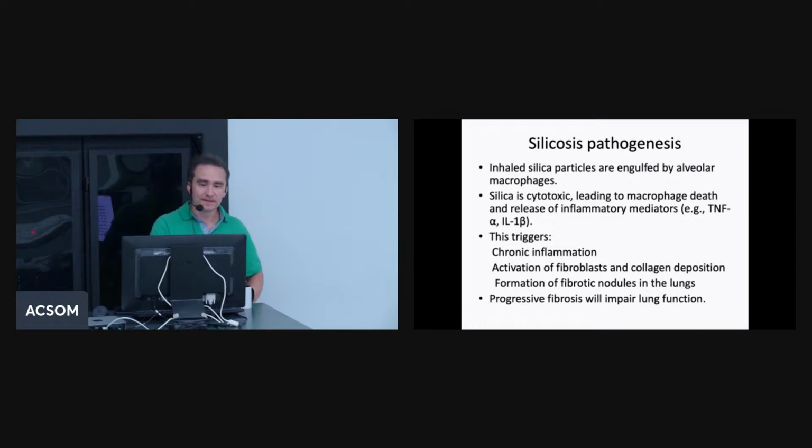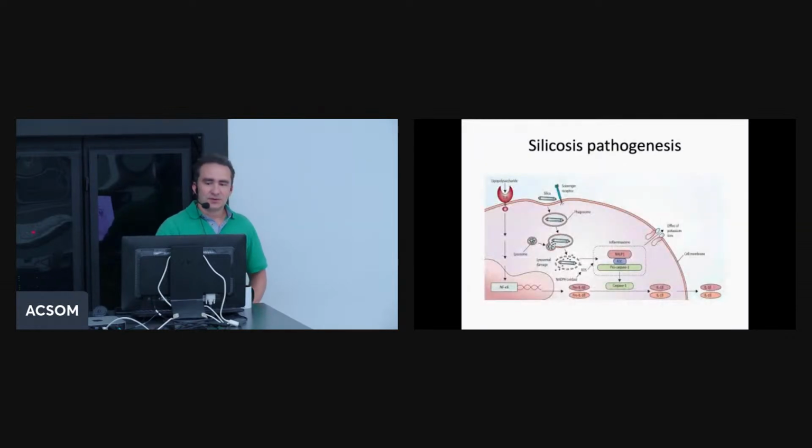So it triggers chronic inflammation, activation of fibroblasts and collagen deposition. And then what you see on the X-ray at the beginning is the formation of fibrotic nodules in the lungs. And then as time goes, it may go into fibrosis. So this is primarily for chronic silicosis, okay? So again, this is the picture which I described.